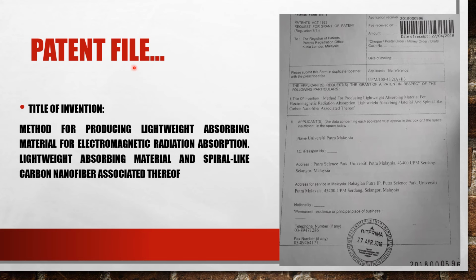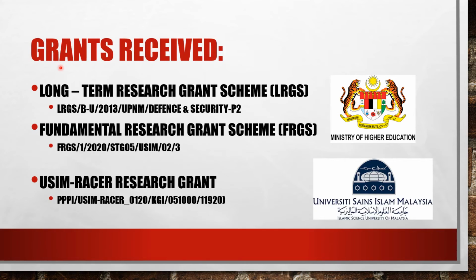We have previously filed a patent with the title of invention: method for producing lightweight absorbing material for electromagnetic radiation absorption, lightweight absorbing material, and spiral carbon nanofiber associated thereof. These are the grants received. Previously, the Long-Term Research Grant Scheme, LRGS, whereby we try to coat our sample on the surface of armored vehicles. And then the new grants are from the Fundamental Research Grant Scheme, FRGS, in 2020, and the USIM Racer Research Grant in 2020.